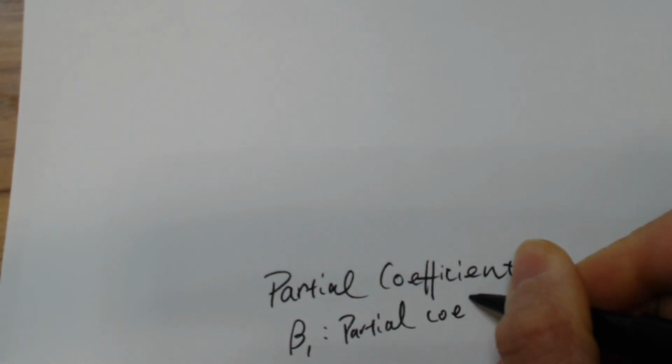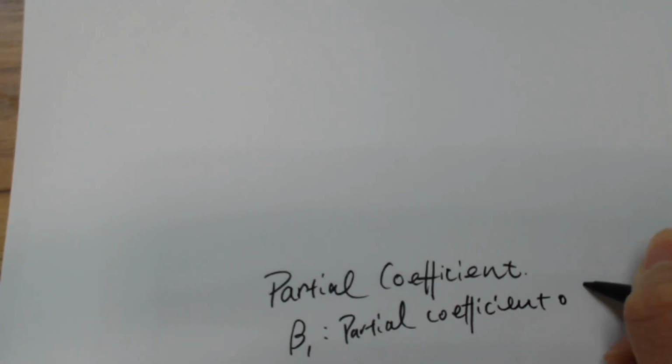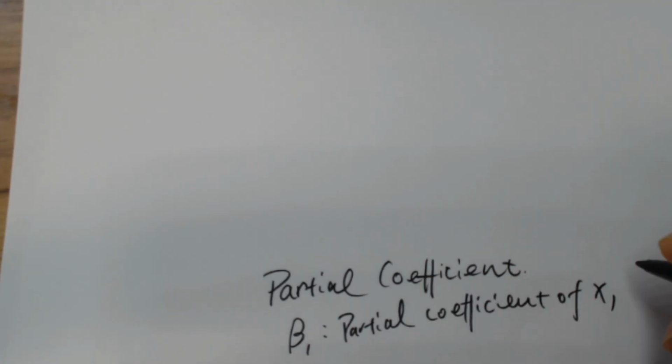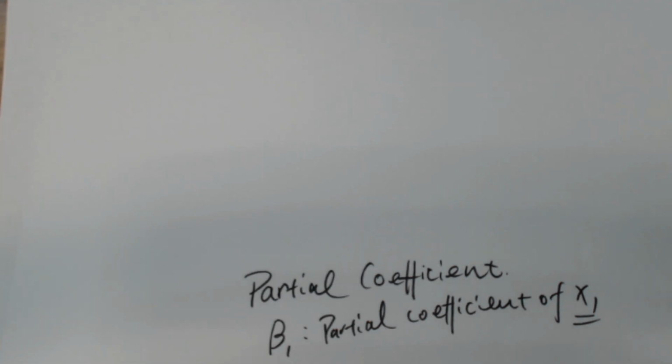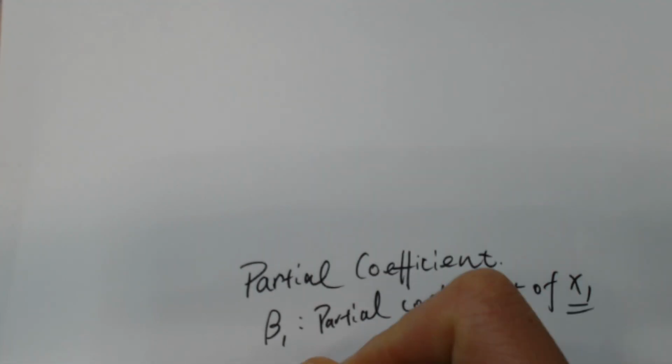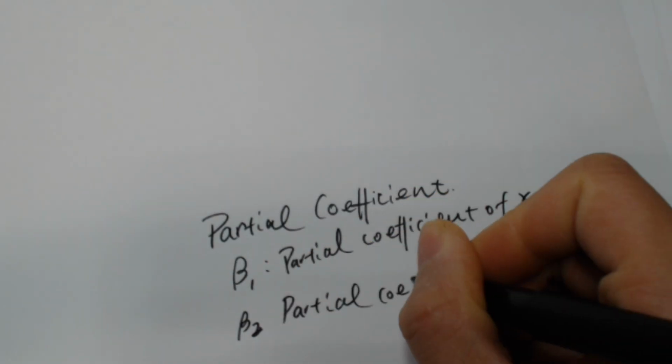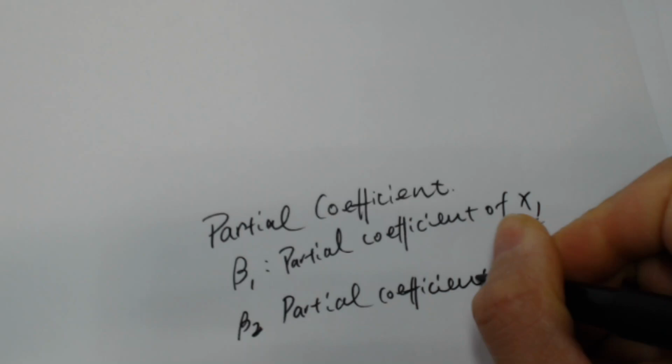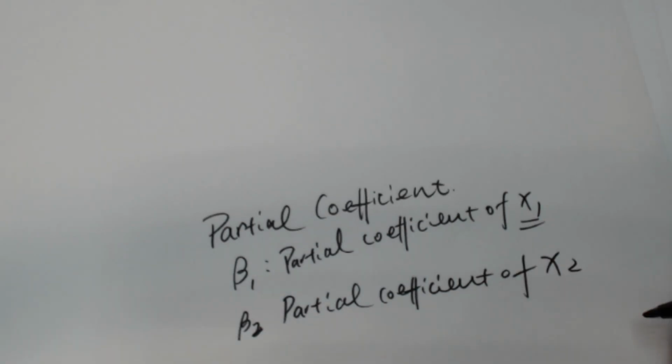Like I said, beta 1 is the partial coefficient of x1. Depending on the real name of x1, you can replace x1 by the real name of the variable. For instance, if x1 is the budget, then beta 1 will be called the partial coefficient of budget. And beta 2 is the partial coefficient of x2. So beta 2 is called the partial coefficient of x2.